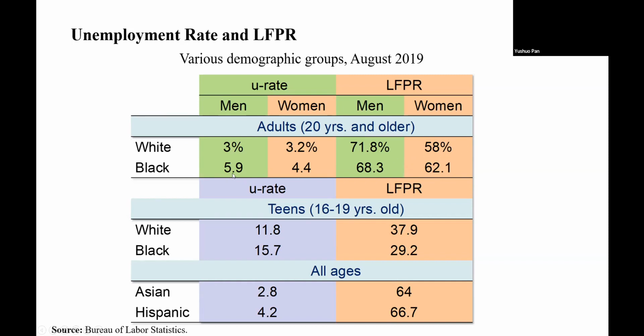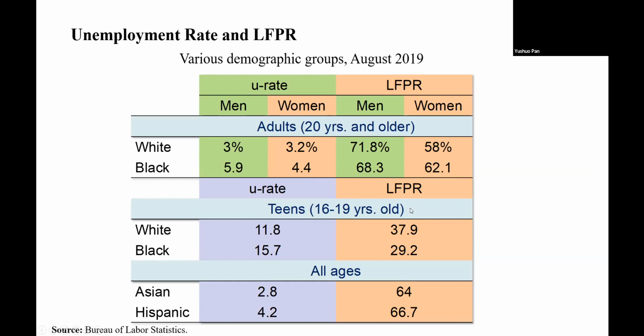But for the unemployment rate, although the labor force participation rates are almost the same for black men and women, we can see that the unemployment rate for black men is higher than for black women, which means within black people, black women find a job more easily than black men. So that's what we can get here.